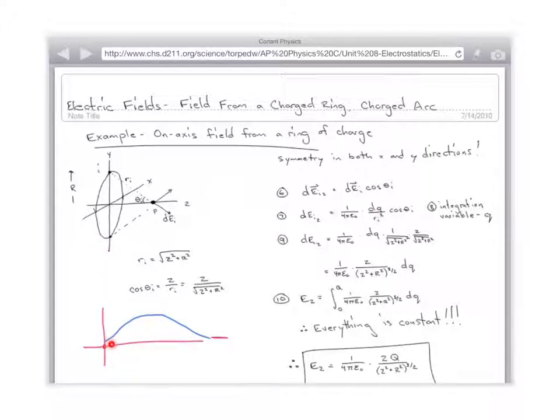Well, we know what this looks like. If you put it in your calculator, you're going to get a shape that looks like this. That's weird. Yeah. Wow. Okay. So anyway.